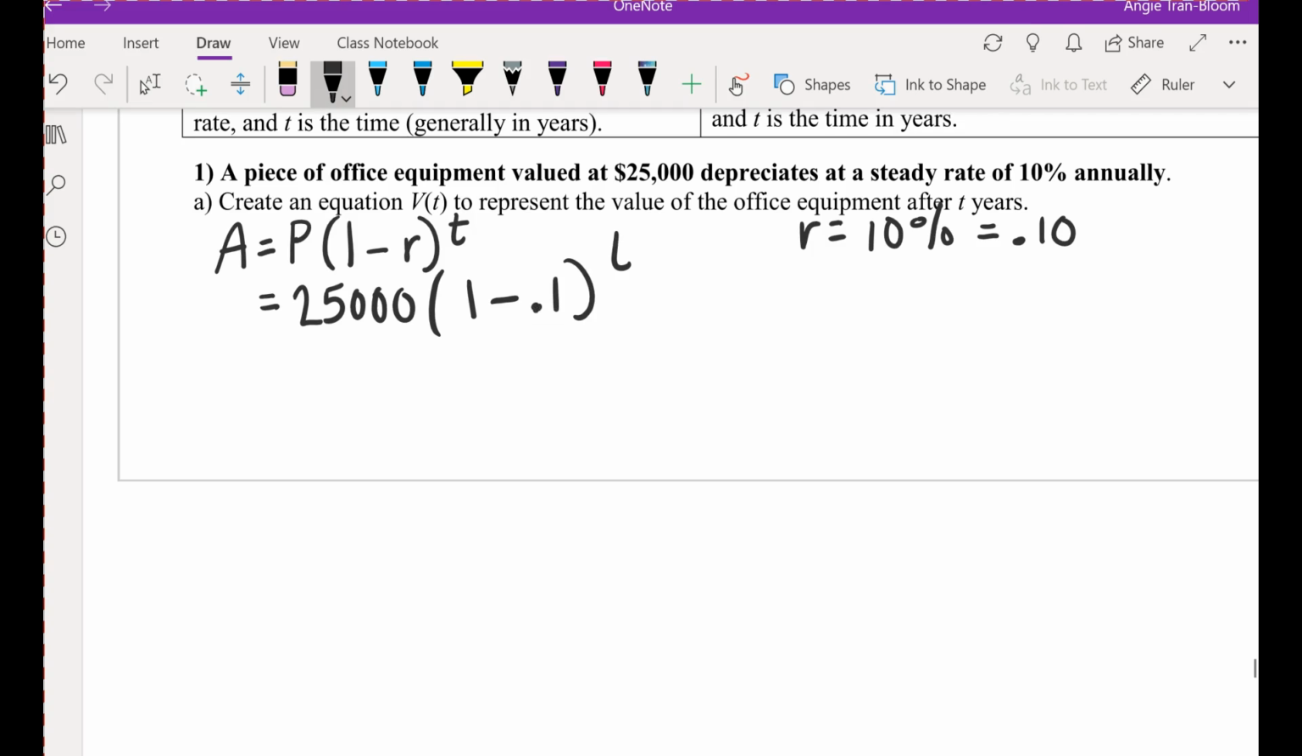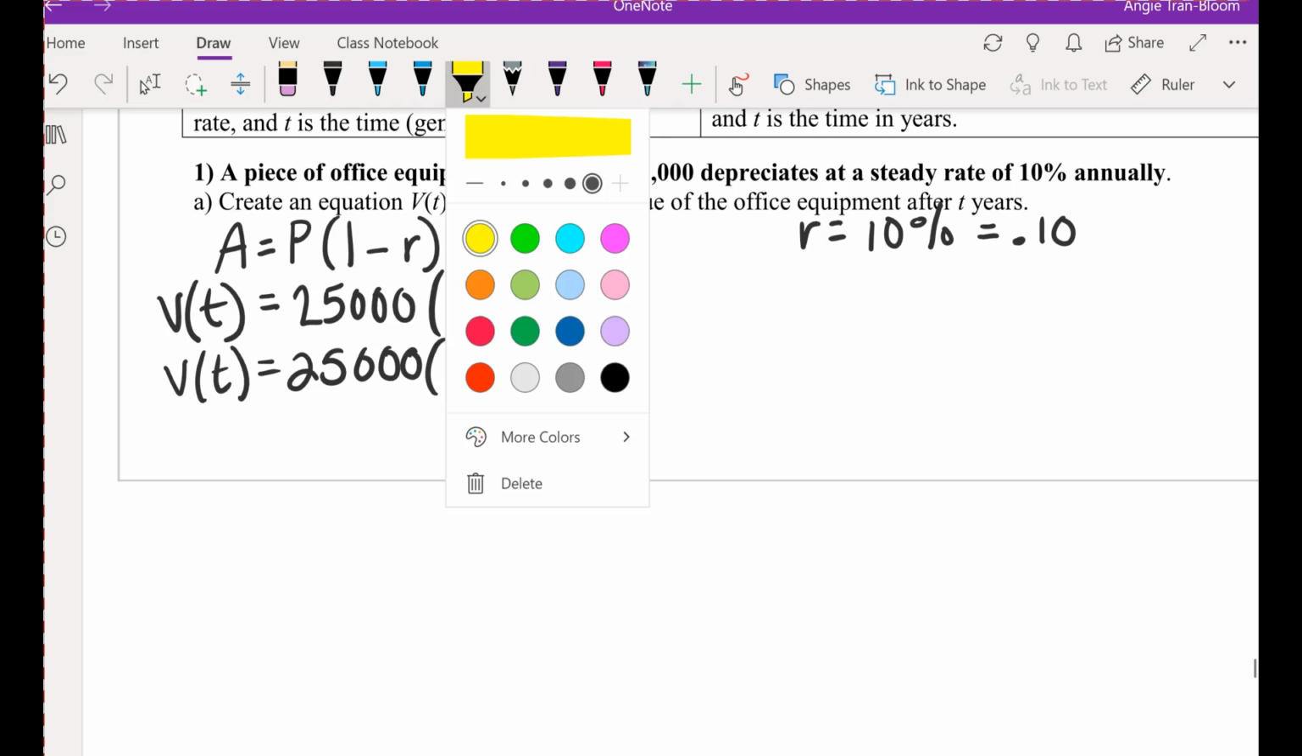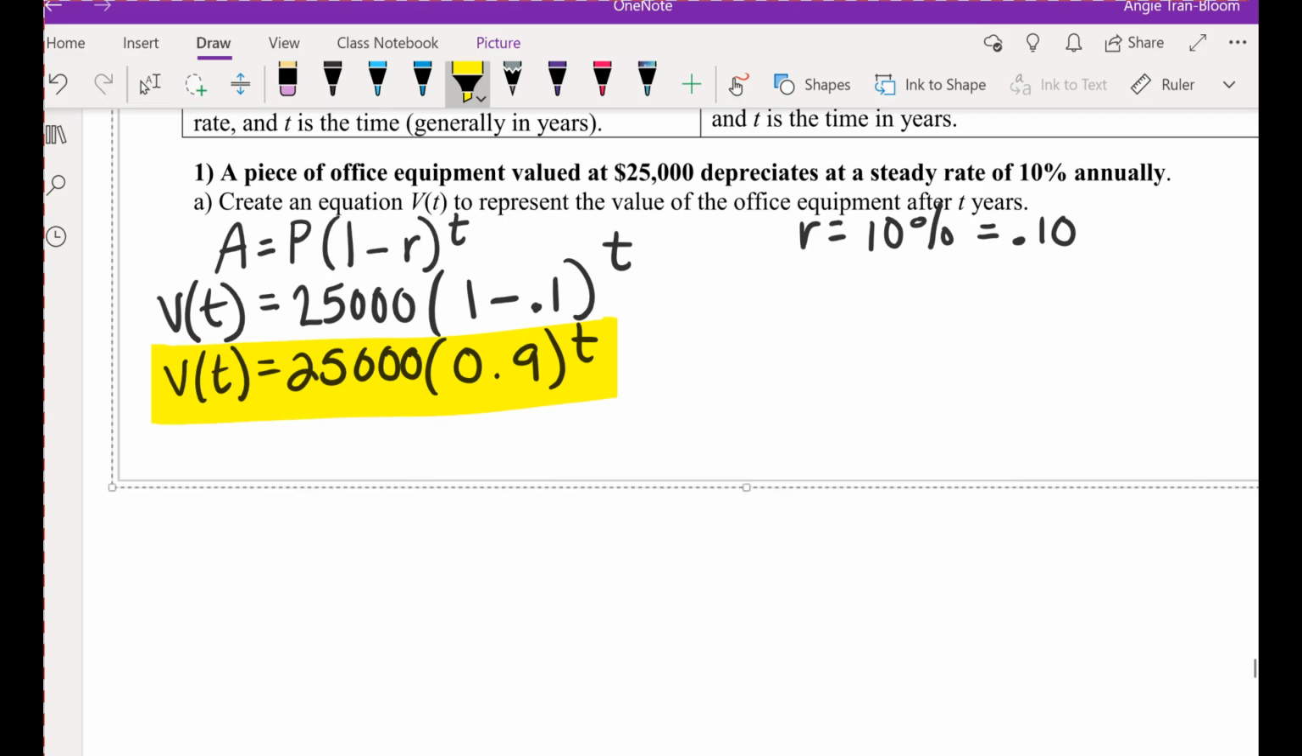0.1. Perfect. To the T power equals, they don't want you to use A, they want you to use V of T. Now, one takeaway: 1 minus 0.1, Keely, what do you think that is? Perfect. 25,000 times 0.9 to the T power. Can I take 0.9 and multiply that by 25,000? No. So guess what? That is the end of your work.